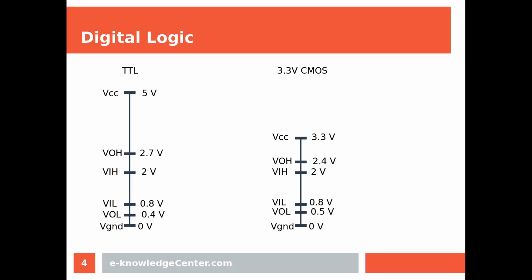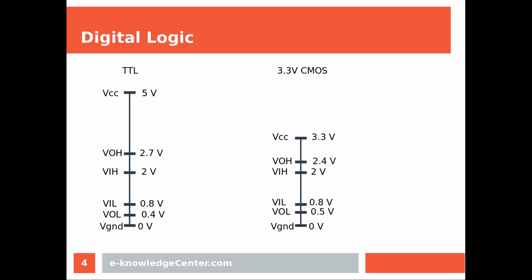Next level is VIL. VIL is the maximum input voltage level to be considered as a low. If the voltage is above this VIL, the device will not be able to recognize it as a zero, as a low. Everything above may not be recognized as a low level by the receiver. In both technologies, this VIL is 0.8 volts.